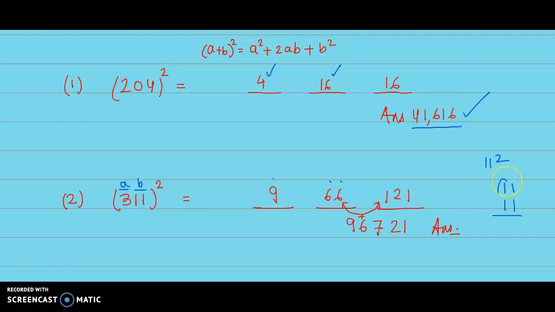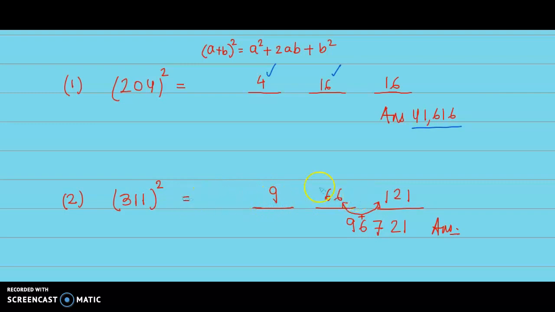11 square is 11 times 11. 1 times 1 is 1, then cross multiply, 1 times 1 is 1 and 1 times 1 is 1, and 1 plus 1 is 2, and finally 1 times 1 is 1. This is the method that I already explained. You can check this method in the previous lessons. So you will have to follow this method. I hope that is clear.